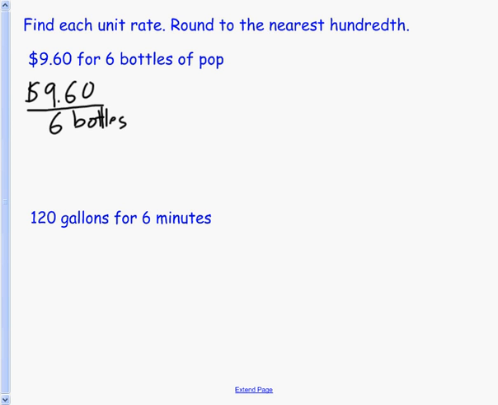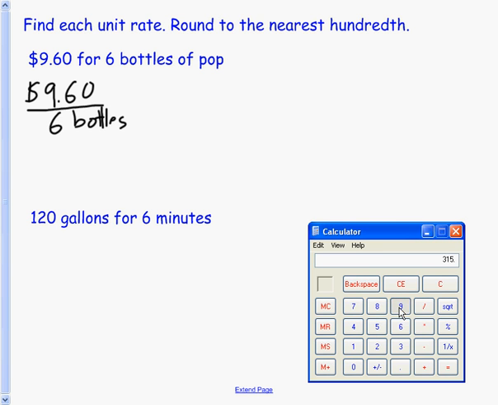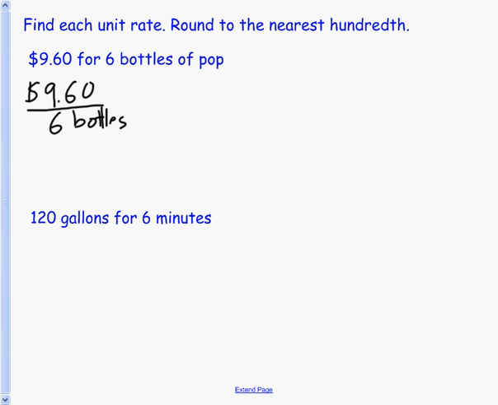So I'm rewriting $9.60 over 6 bottles. So $9.60 divided by 6 gets me 1.6. So that's $1.60 per bottle. And you do not need to have a denominator there. You just need to make sure you write both labels. I have bottles and dollars.